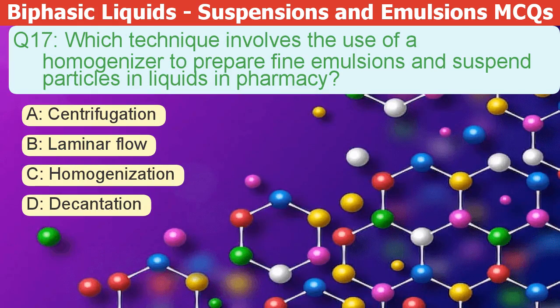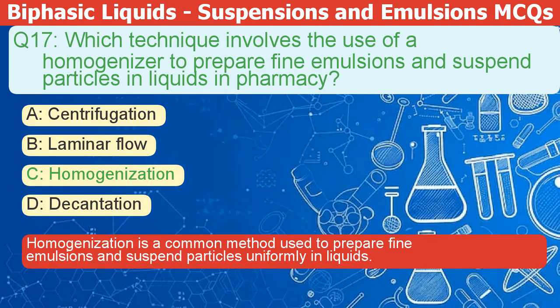Which technique involves the use of a homogenizer to prepare fine emulsions and suspend particles in liquids in pharmacy? A. Centrifugation. B. Laminar flow. C. Homogenization. D. Decantation. The correct answer is C. Homogenization is a common method used to prepare fine emulsions and suspend particles uniformly in liquids.